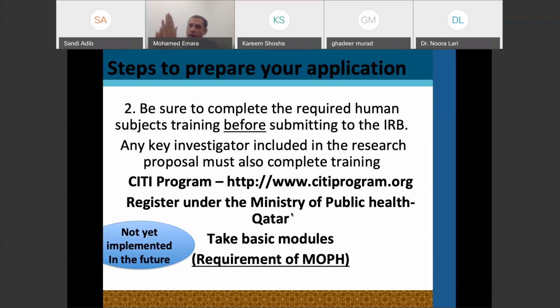Let me show you another face of the IRB that no one thinks about, and I have to say it. How much pressure the IRB office, members, chair, and vice chairs have, because they always have an audit from the Ministry of Public Health to make sure that their applications are correct, to make sure that they are following the rules.